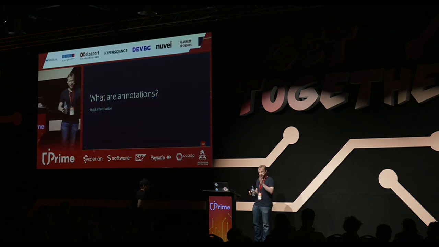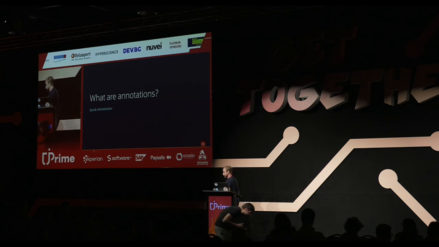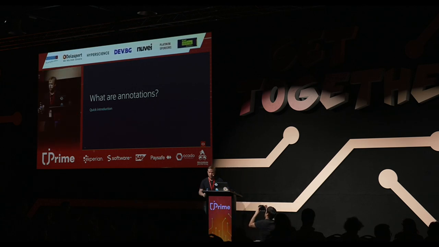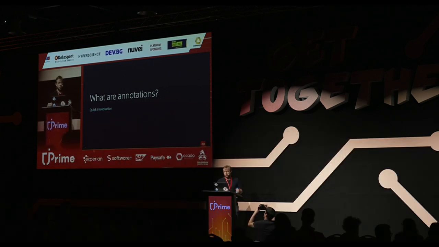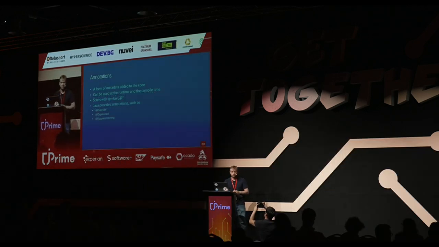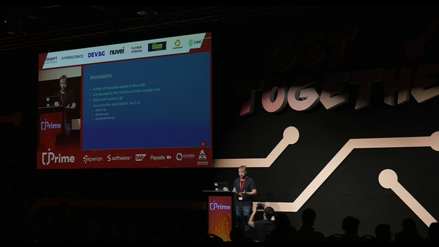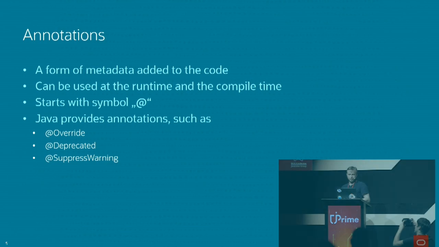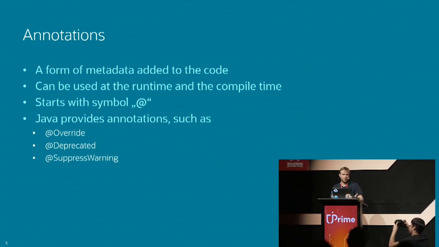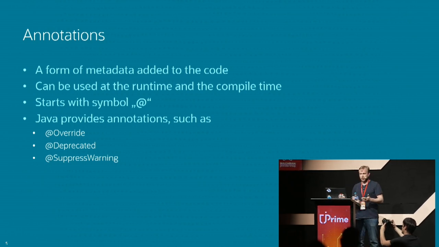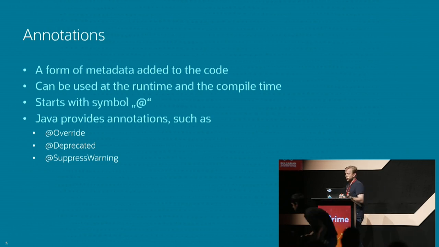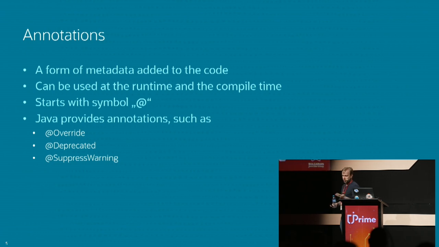Even though all of you said that you know what an annotation is, I would like us to be on the same page. So let's go for a quick introduction into what annotations are. Annotations are basically a form of metadata added to the code. You can add your own information about a certain element in your class, for example, and then you can process it in runtime or compile time. Annotations always start with @, and Java itself provides a few annotations, for example @Override, @Deprecated, and annotations like that. They are very well known.